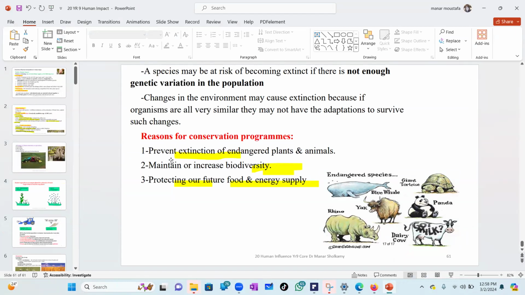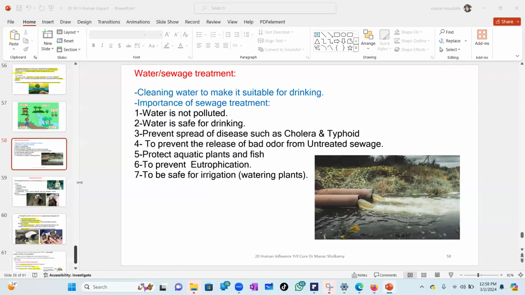Okay, can you see my screen now? Is my screen clear? Yes. Okay, very good.